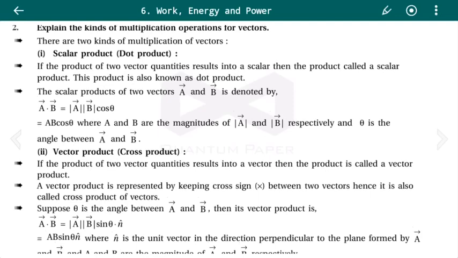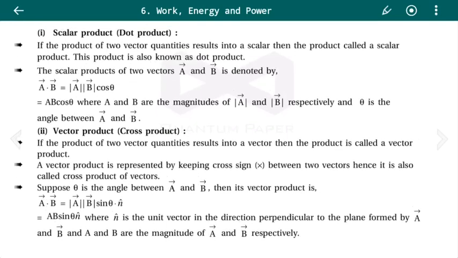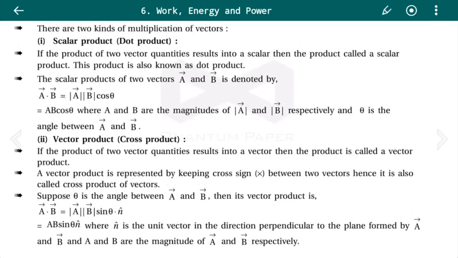So basically there are two types of multiplication of vectors. The scalar product, which is also called the dot product, and the vector product, which is also called the cross product. So first of all, let us discuss the scalar product. If the product of two vector quantities results in a scalar, then the product is called the scalar product. This product is also known as the dot product.